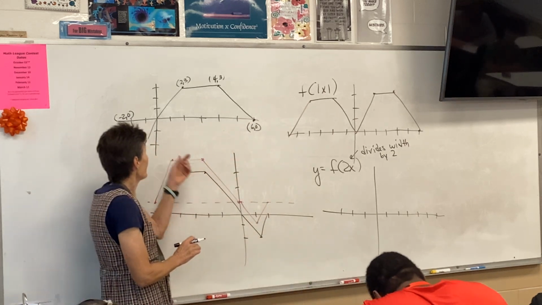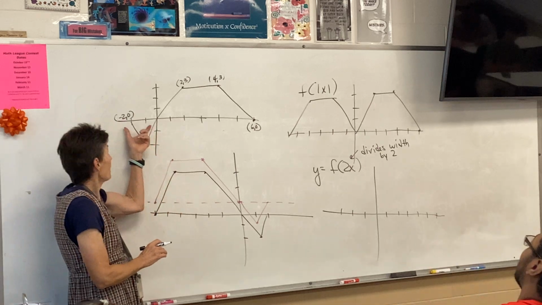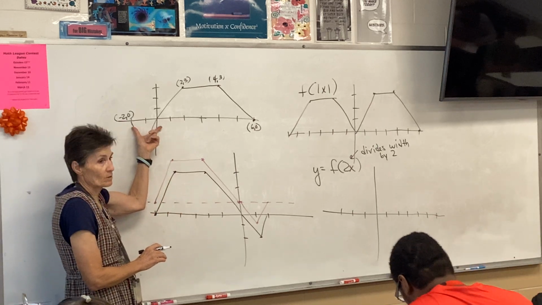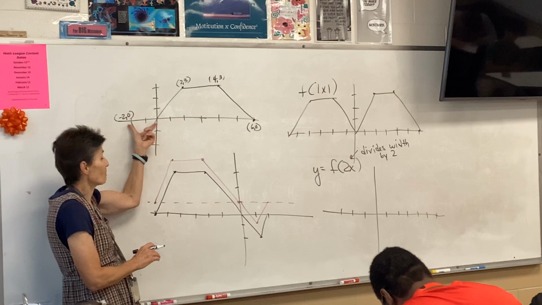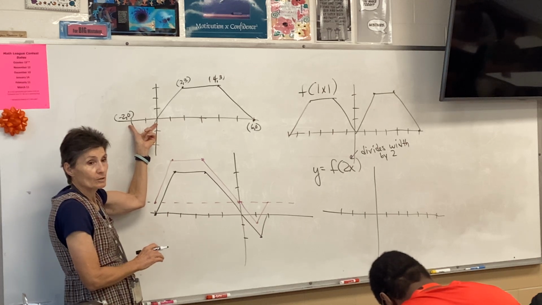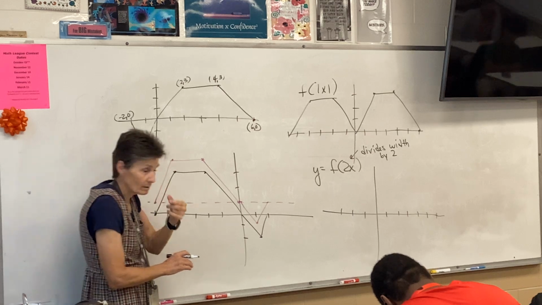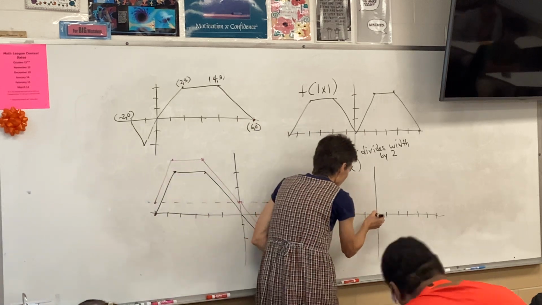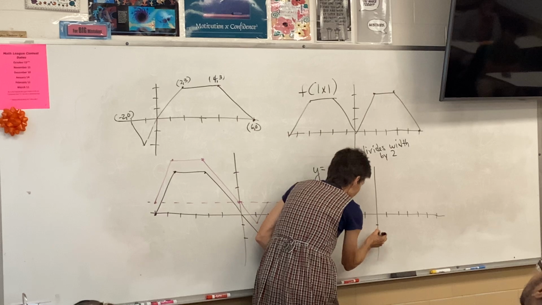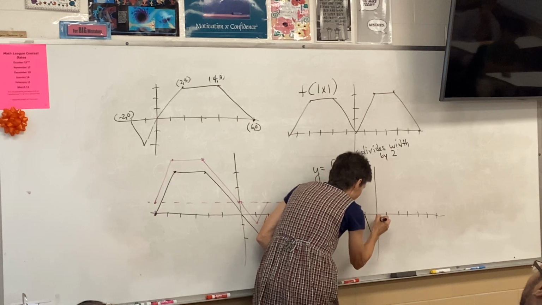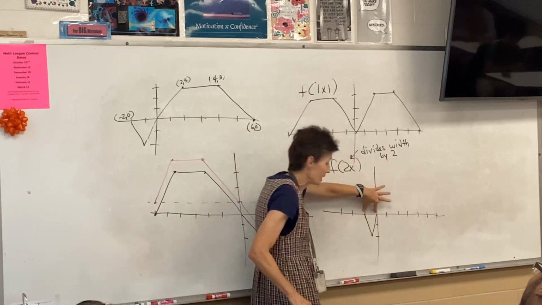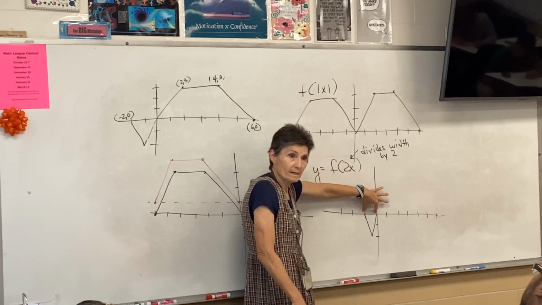How wide is my original trapezoid, or triangle? How wide is my original triangle? 2. So now it's only going to be 1. So here's my triangle. It still goes down the same amount, but now it's only 1 wide.